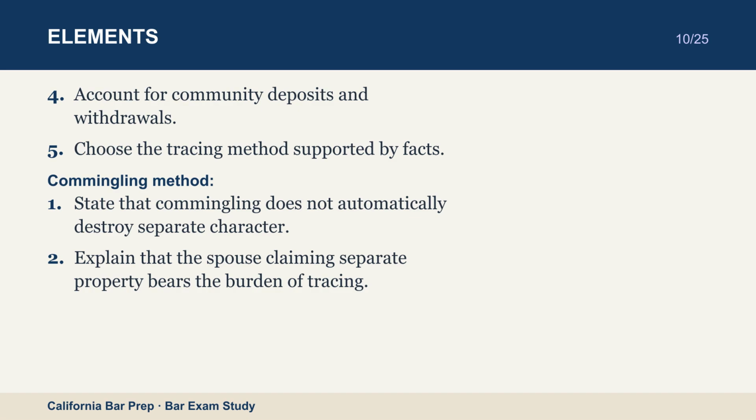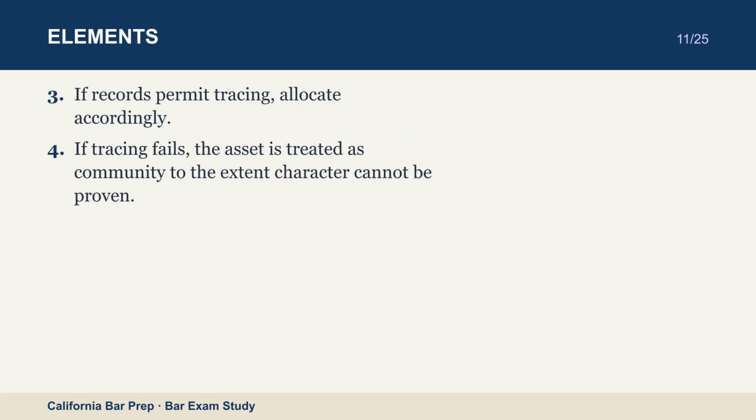Commingling method. State that commingling does not automatically destroy separate character. Explain that the spouse claiming separate property bears the burden of tracing. If records permit tracing, allocate accordingly. If tracing fails, the asset is treated as community to the extent character cannot be proven.